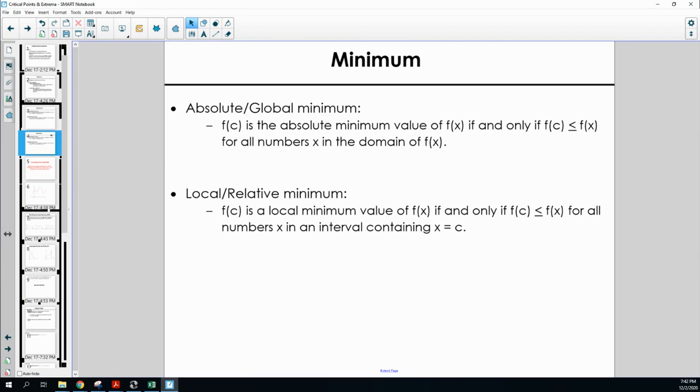Same thing goes for a minimum. The absolute minimum is going to be the smallest value on your graph overall. So over the entire domain of your function, what is the smallest point on your graph? For the local minimum, we're looking for the smallest value within a particular interval surrounding that value you're looking at. So you're constantly checking again to the left and to the right to see if you have the smallest value within a particular interval.